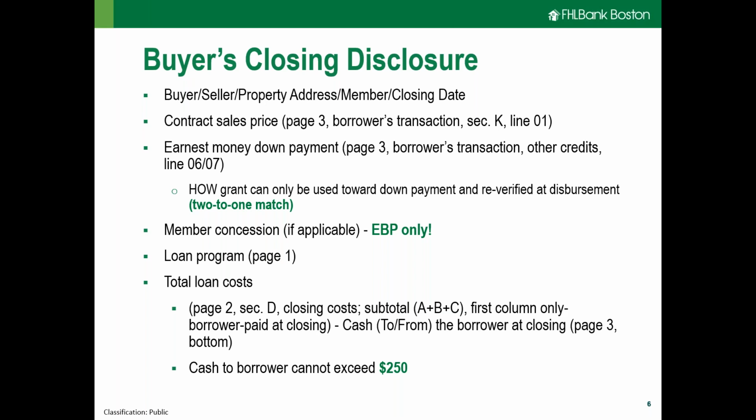As I mentioned, this is really important, especially for the HOW program, because it is a match program. We are going to talk about that extra due diligence later in this presentation. And then for EBP, if the member concession is something along the lines of a lender credit or a reduction of fees, we're looking for that on the closing disclosure if that's applicable.